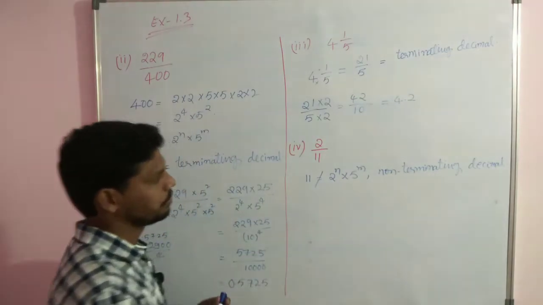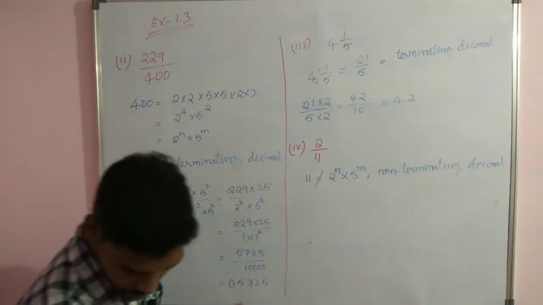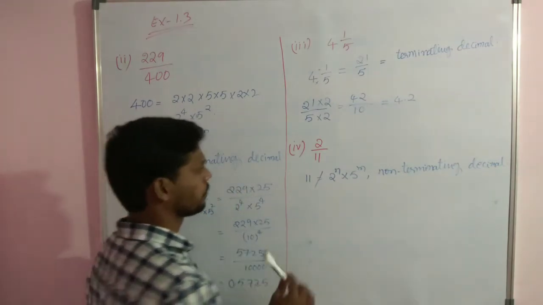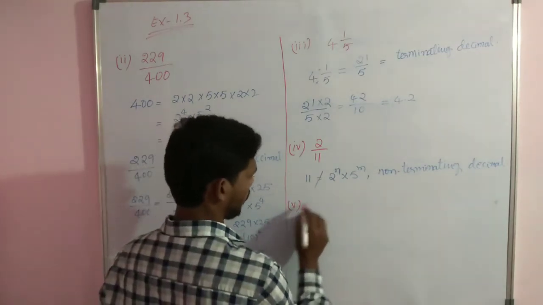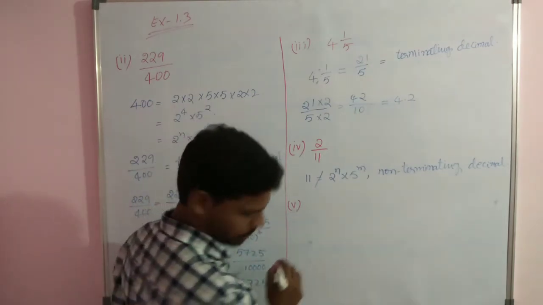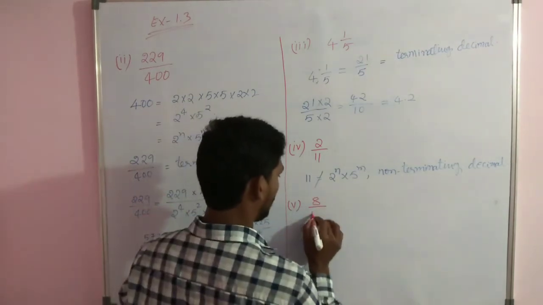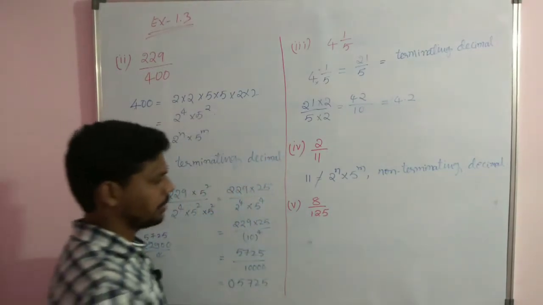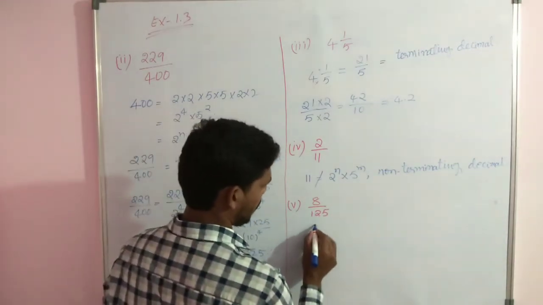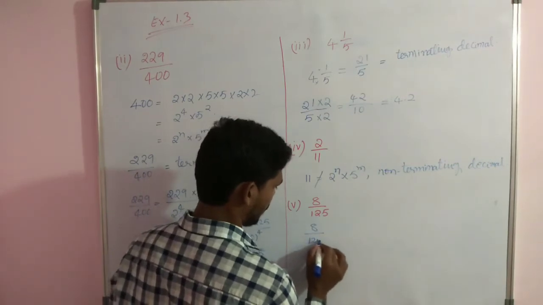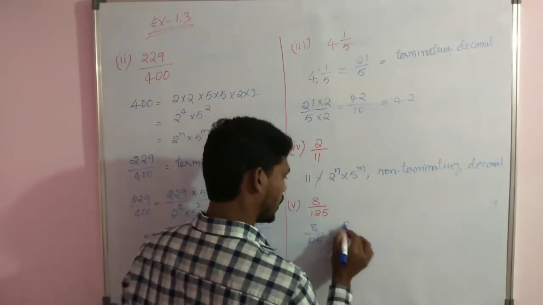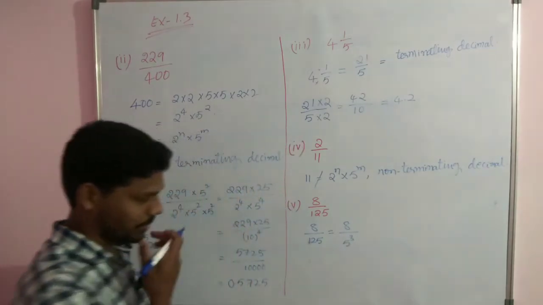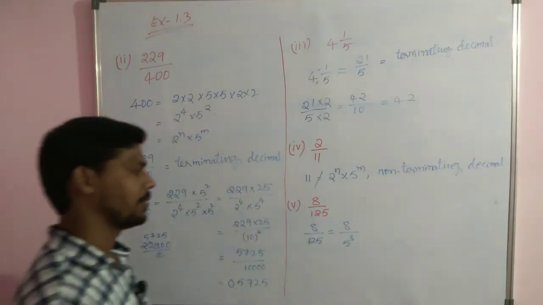Next problem. Next one is the fifth one, 8 by 125. So take 8 by 125. Here the denominator can be written as 5 cube. 5 fives are 25, 25 into 5 is 125.